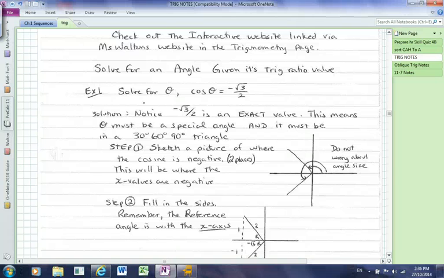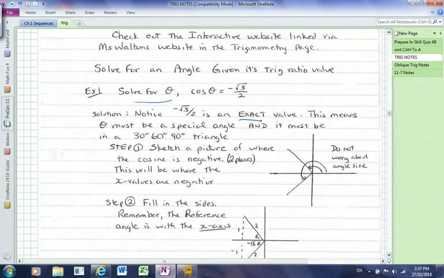Okay, so let's say I'm asked to solve for theta, given that the cos theta is negative root 3 over 2. Right now, I got big warning flags going up in my head. I got a root 3. That reminds me of a special triangle. Which special triangle? 30, 60, 90 or 45, 45, 90? 30, 60, 90. So it's probably either 30 degrees or 60 degrees. You could take a guess at this, but I'll be expecting you to show me your work, okay?